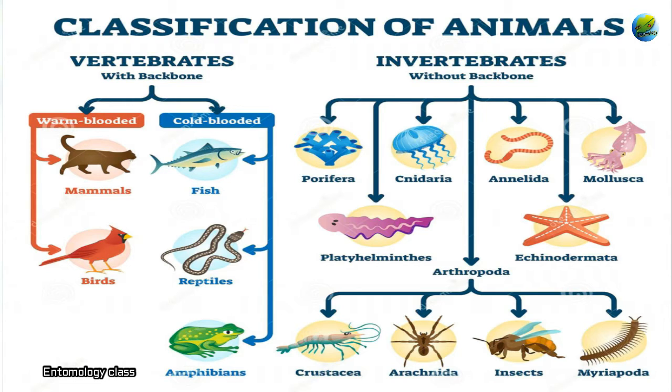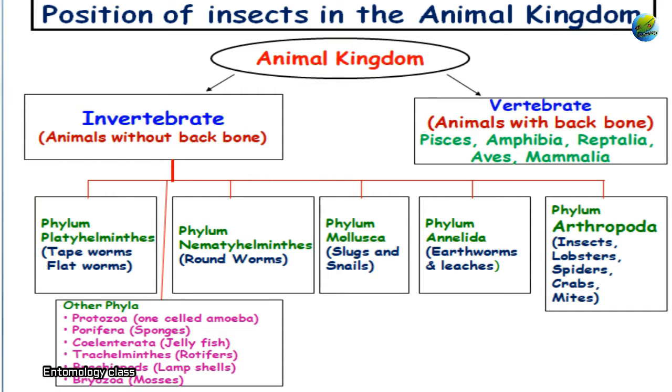Inside the phylum Arthropoda, our insects come. Among the other phyla, the phylum Platyhelminthes has the flatworms or tapeworms. The phylum Nematohelminthes has the roundworms. The phylum Mollusca has our most familiar slugs and snails. The phylum Annelida consists of our earthworm and leeches, and the phylum Arthropoda consists of our insects. The phylum Arthropoda also consists of lobsters, spiders, crabs and mites. So inside the phylum Arthropoda, not only our insects are there, but also other relative organisms like lobsters, spiders, crabs and mites.